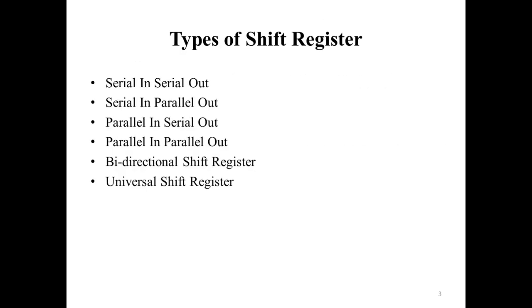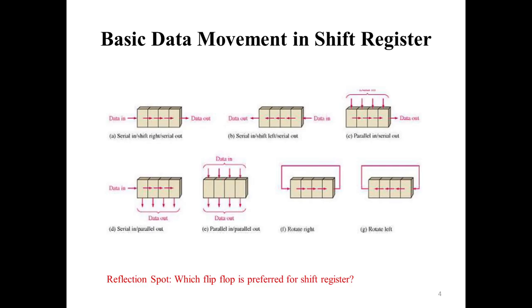So let's discuss what are the types of shift register. The first one is serial in serial out, another one is serial in parallel out, next is parallel in serial out, parallel in parallel out, next is bidirectional shift register, and the last one is the universal shift register. So let's discuss one by one.